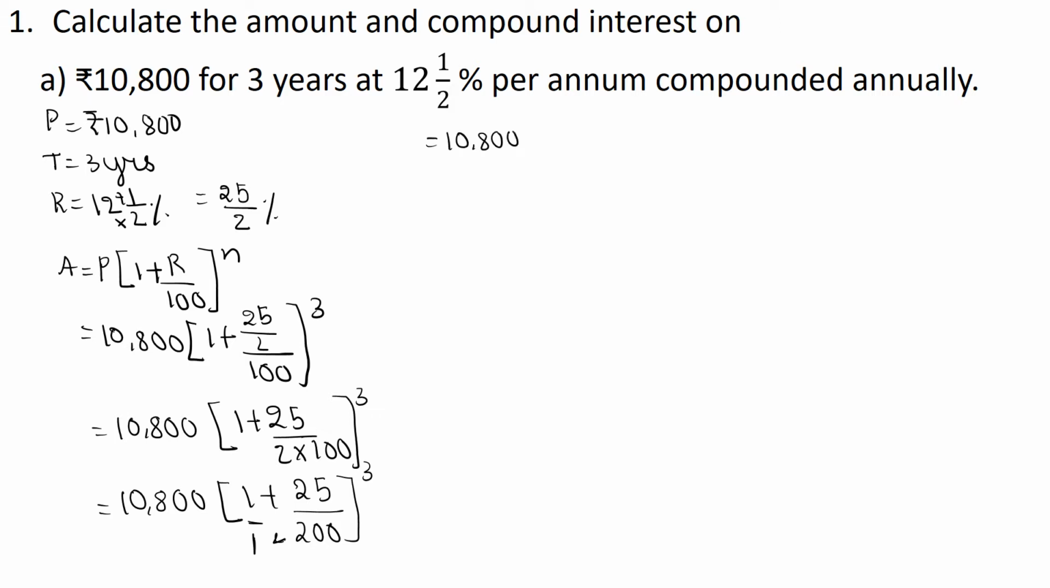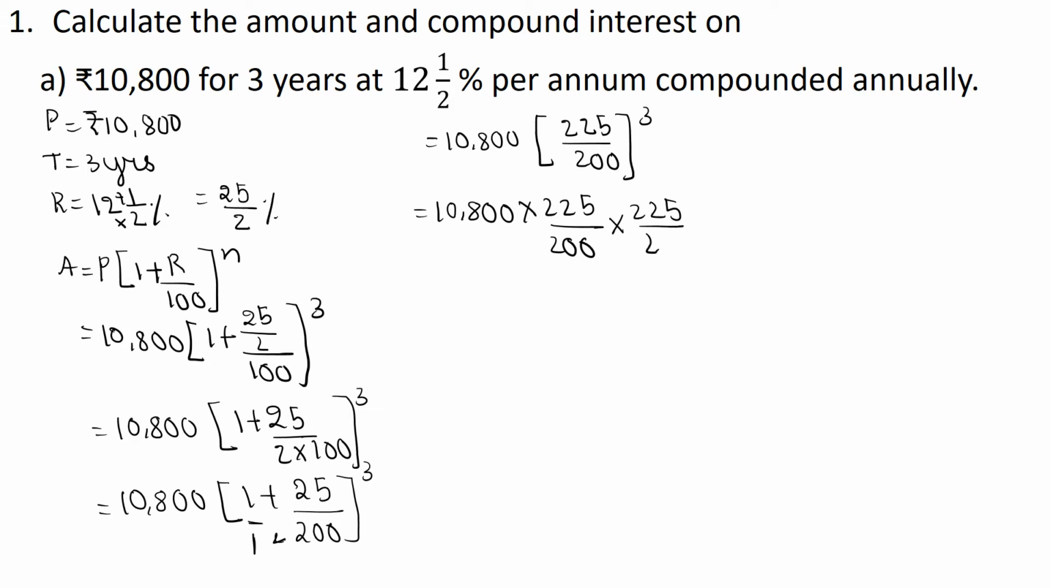10,800 (225 by 200) whole power 3. That is 10,800 into 225 by 200 into 225 by 200 into 225 by 200.